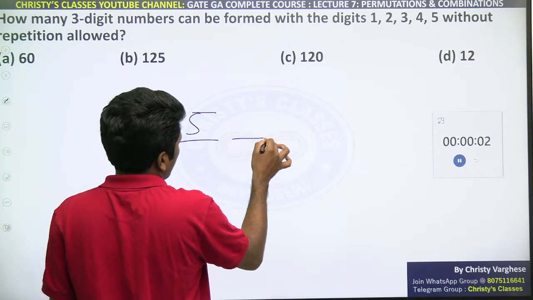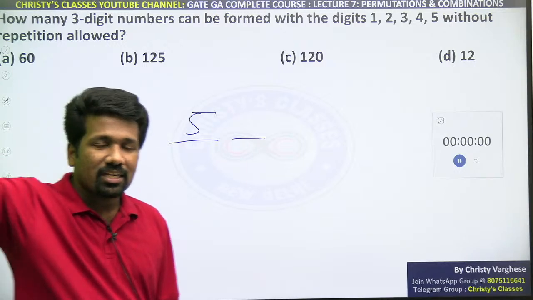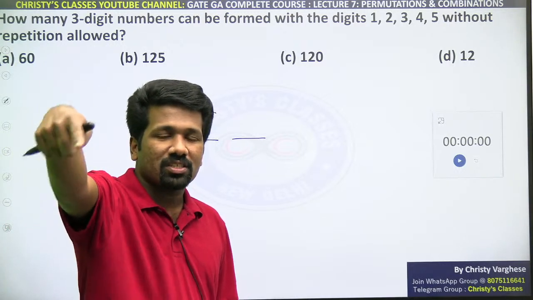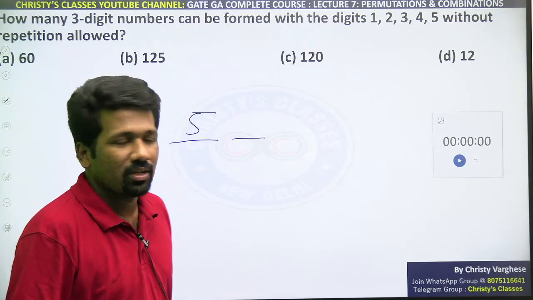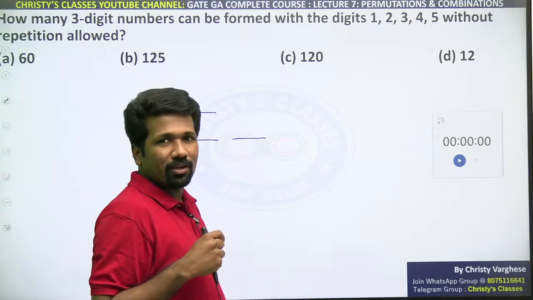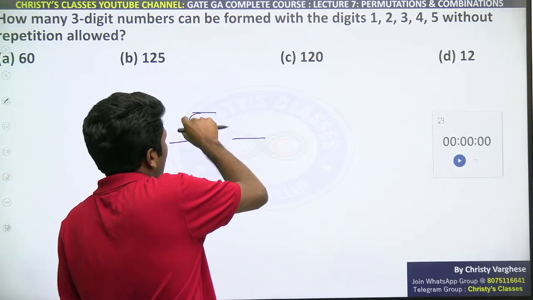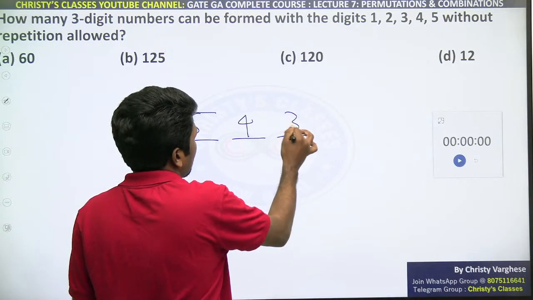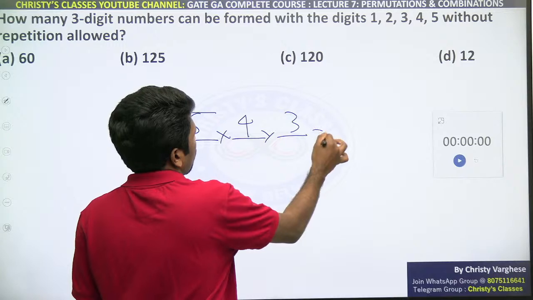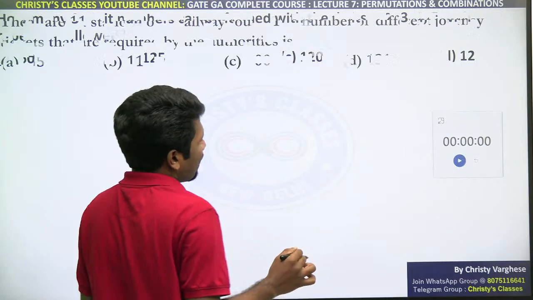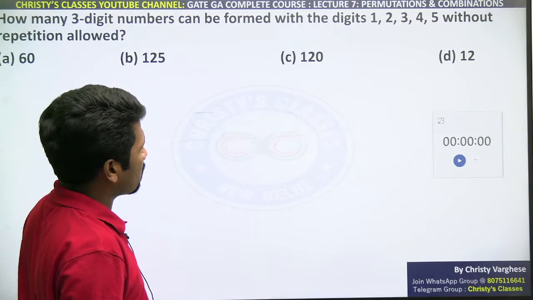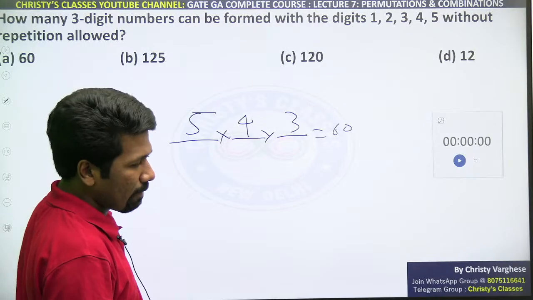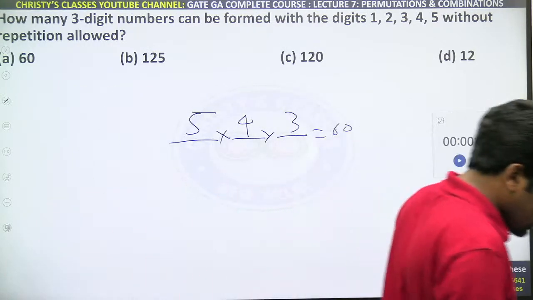5 possibilities for the first position. This is like that general manager, assistant manager, manager question. The assistant manager cannot be the manager also. Same way, whichever digit is occupied here cannot come here also. So 4 possibilities only, then 3 possibilities only. So 5 into 4 into 3, 60. Did you understand the difference? When will 125 or 60 come? All clear?